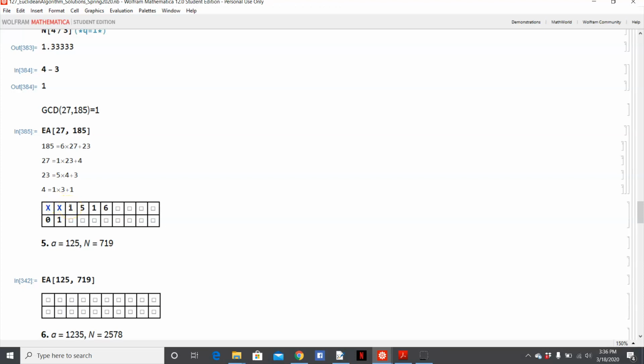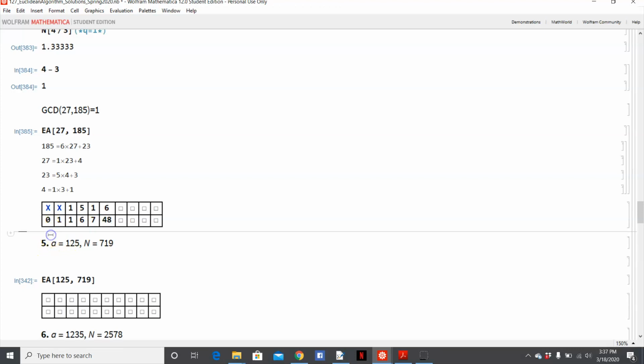Now again, I fill in my second row, this times this plus that. So 1 times 1 plus 0 is 1. 5 times 1 plus 1 is 6. 6 plus 1 is 7. And then 6 times 7 is 42 plus 6, 48.